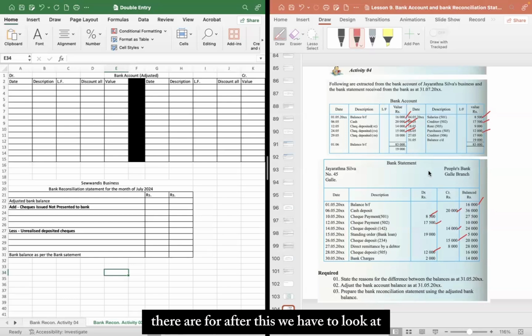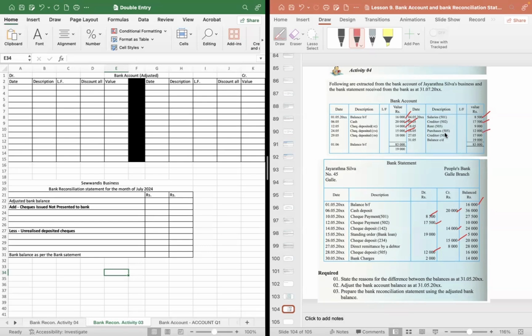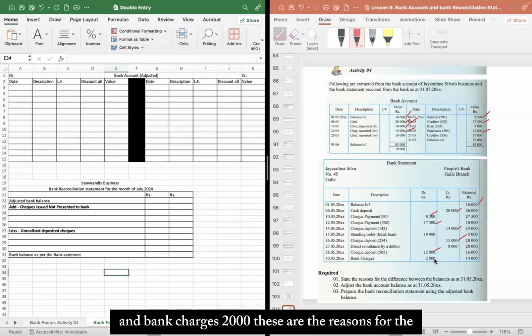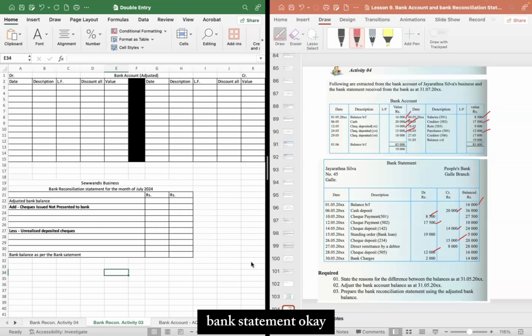But if you look at these other unmarked items, for example, on the debit side of the bank account, you have a check deposited 18,000. Then we look at the credit side of the bank statement. So we have 8,000 direct remittance. Okay, those two reasons. And then next, we'll go to the credit side of the bank account. Rent 9,000, and then creditors 17,000. Okay, and then standing order of 19,000 and bank charges 2,000. These are the reasons for the differences between the bank account and the bank statement. Okay, so let's write them down.